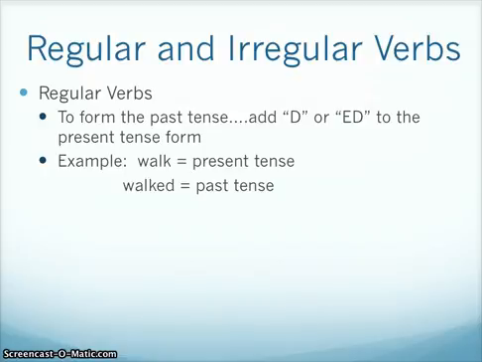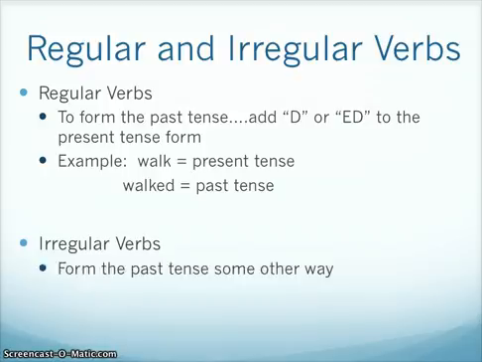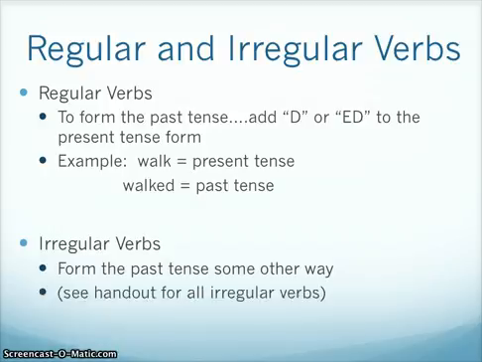So that's fairly easy. Irregular verbs, and because this is English, we have a slew of them, are verbs that form the past tense in some other way besides adding ED. One example could be I run to school today, but yesterday I ran to school. We didn't say I runned. We didn't add an ED to the end. We had to form it some other way. And because there's so many of those, you should have a handout available that lists all the different irregular verbs and how to form the past tense. So we won't spend time on that in the video.